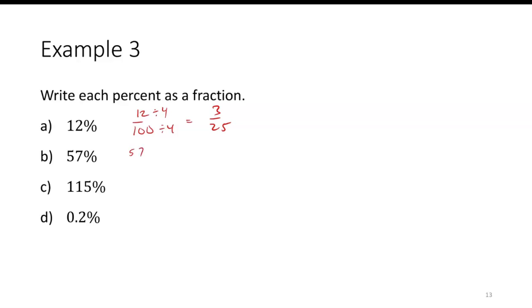57% is 57 over 100, and that's about as simple as it's going to get. 115% is 115 over 100. I can divide by 5. That comes out to 23 over 20. Or you can write it as 1 3/20.